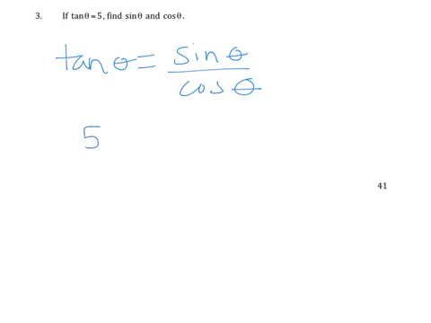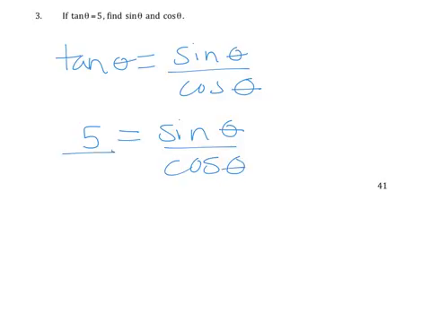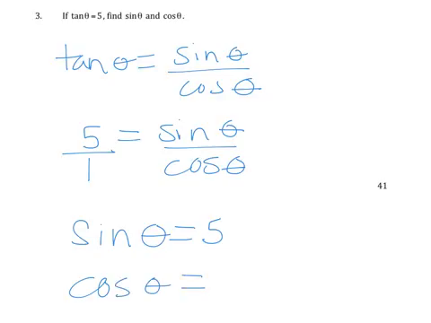If tangent of theta is equal to 5, find sine of theta and cosine of theta. So we know tangent of theta is equal to sine of theta divided by cosine of theta. And I can set 5 equal to sine of theta over cosine of theta. Okay, so in order to get the value of 5, this denominator is 1, so sine of theta must equal 5, and cosine of theta must equal 1.